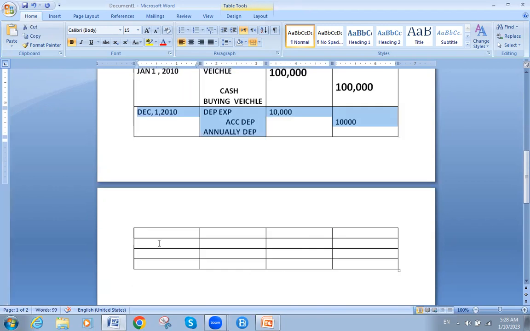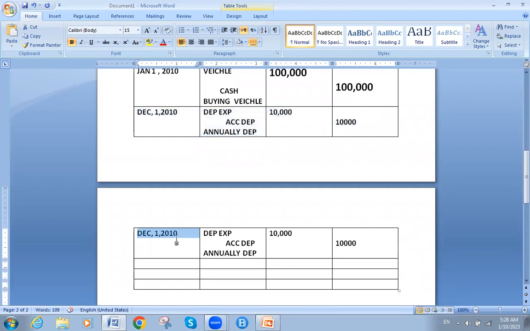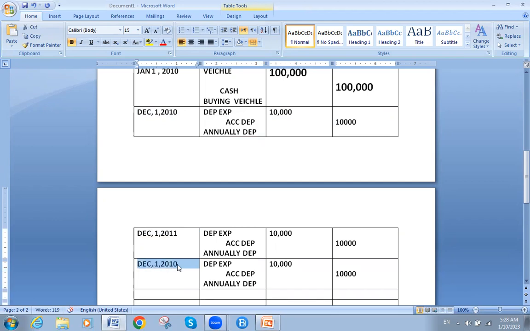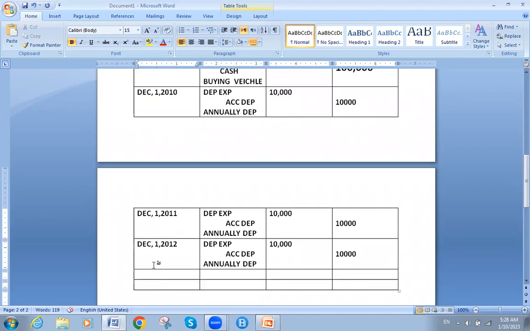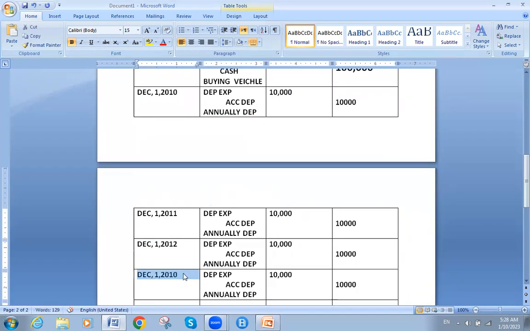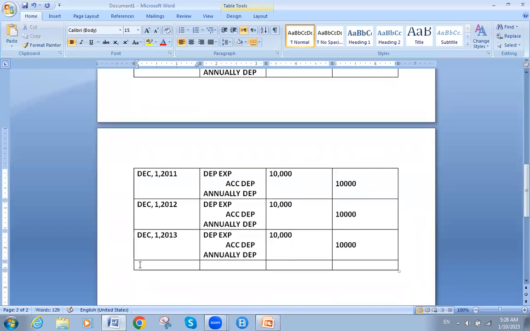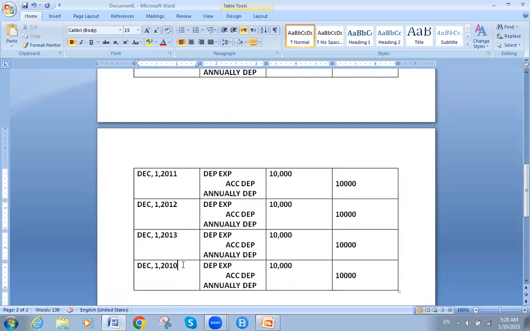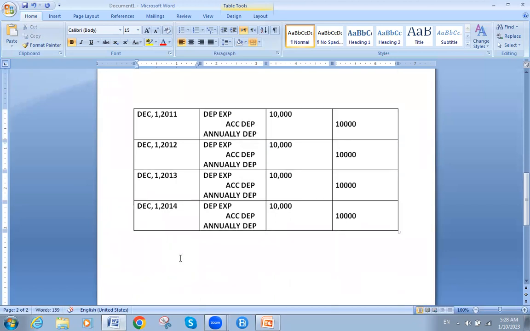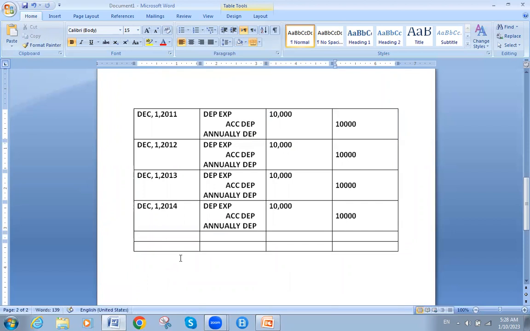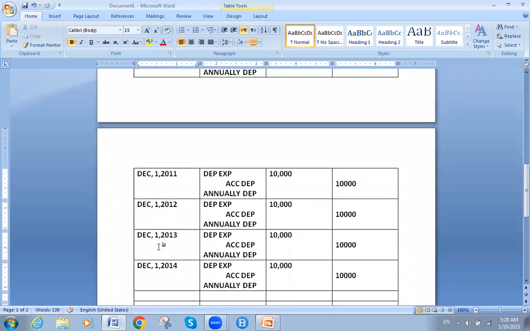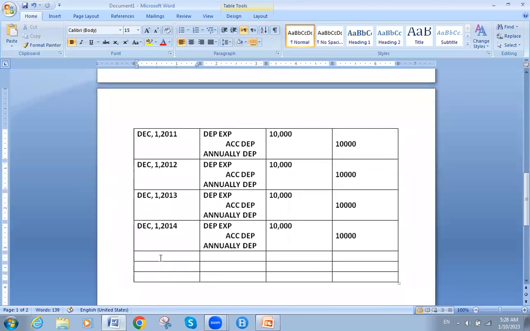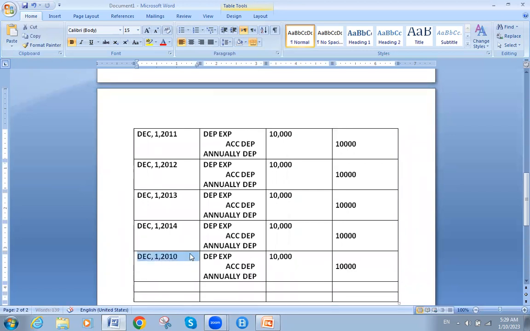Control and C. Then I will go to the next, Control and V, but I will change the year here, it will be 11. The third, Control and V, this will be 12. After that, Control and V, this will be 13th. Then Control and V, this will be 14th. All the way down, I have to count 10 depreciations. 1, 2, 3, 4, 5. Here, December 1, Control and V, 15.